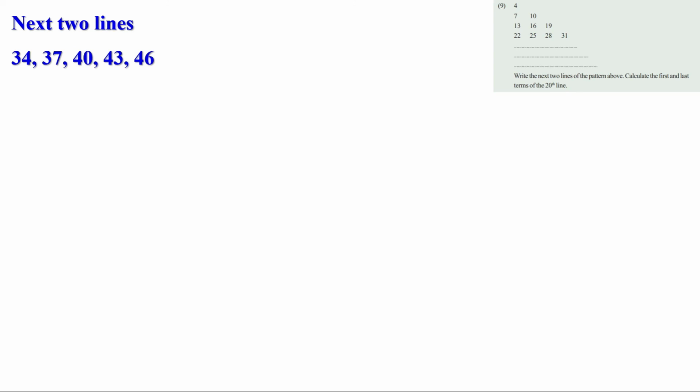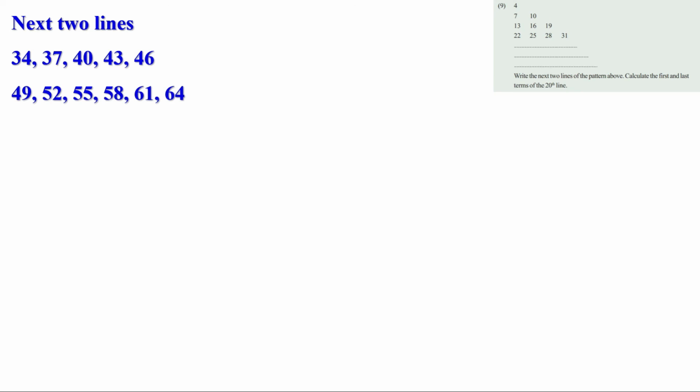Now we need to write the next 6 terms of the sequence in the next line. That is 49, 52, 55, 58, 61 and 64. Now we need to calculate the first and the last terms of the 20th line. We know in the first line there is only one number, in the second line two numbers, in the third line three numbers, and in the 20th line there will be 20 numbers.